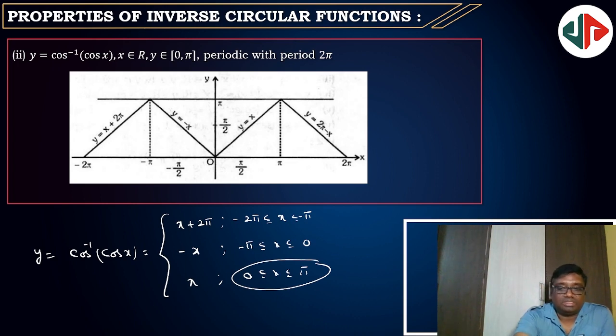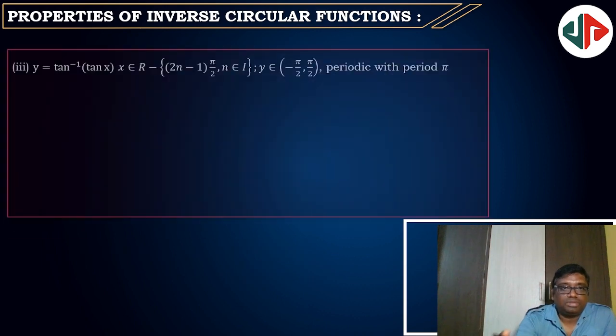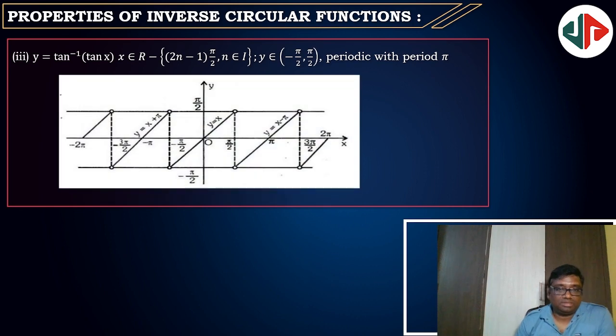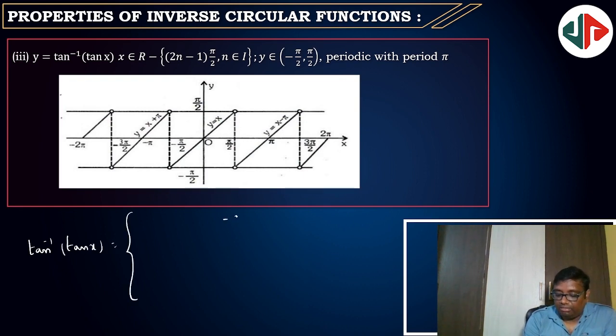Cos inverse of cos x value. In the same manner, y is equal to tan inverse of tan x value, and the graph will be like this. Tan inverse of tan x value is always equal to x plus pi, where x is lying between minus 3 pi by 2 to minus pi by 2.